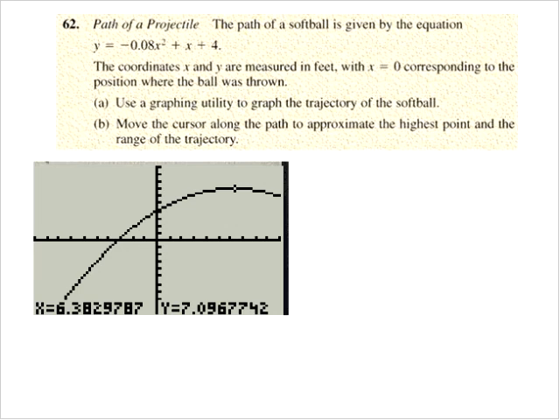Okay, the last one that I'm going to go over real quick here is the path of a softball is given by the equation here. It is a quadratic equation, so I use my graphing calculator to look at the graph. Okay. Here's the trajectory of the softball. It says move the cursor along the path to approximate the highest point in the range of the trajectory. All right, so that's the highest point right here. And my y value appears to be about 7.